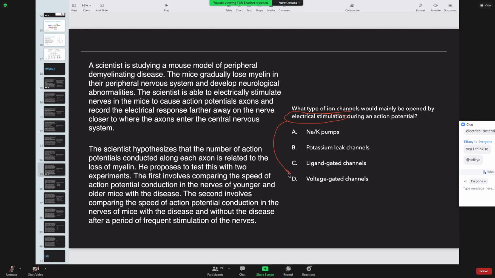Yeah, so Michaela, exactly. What's specifically opened by the electrical stimulation are the voltage gated channels. Voltage gated means that the change in voltage caused by an electrical stimulation is what opens them. So that is what this question is asking.